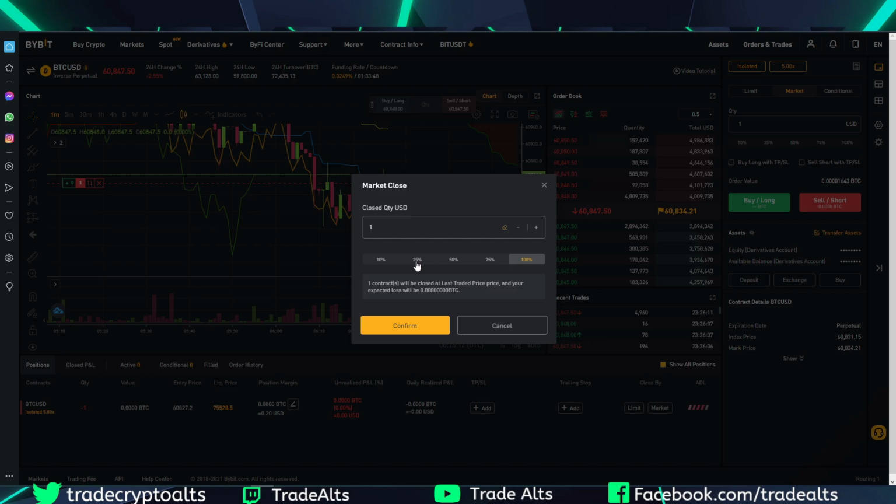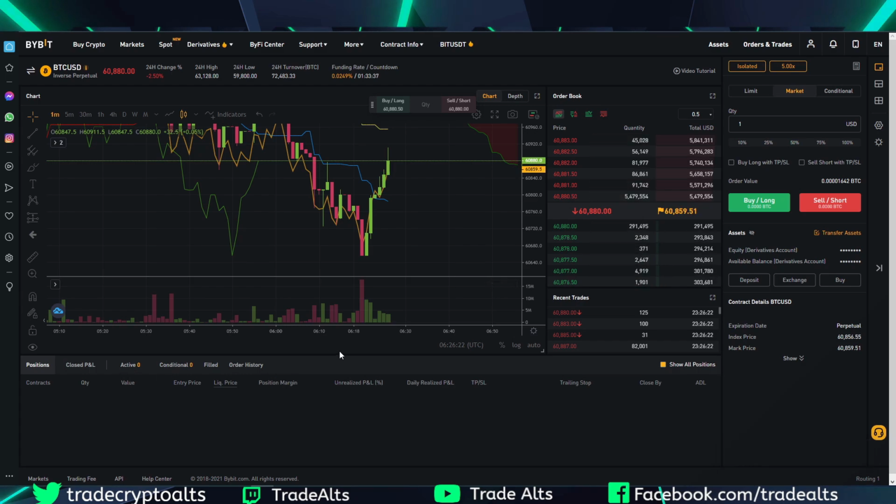So if you click 25%, it means you want to take 25% of your position off at market. I'm going to use 100%. And then you just literally click confirm and you're out of that trade. All right. So very, very simple.